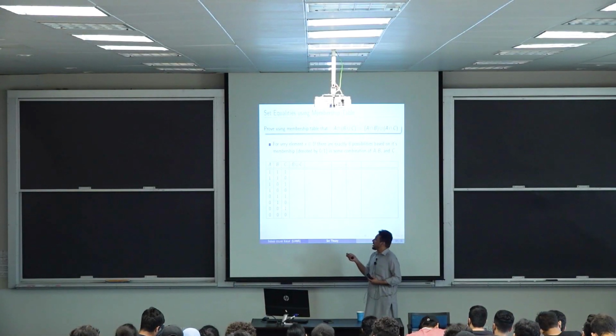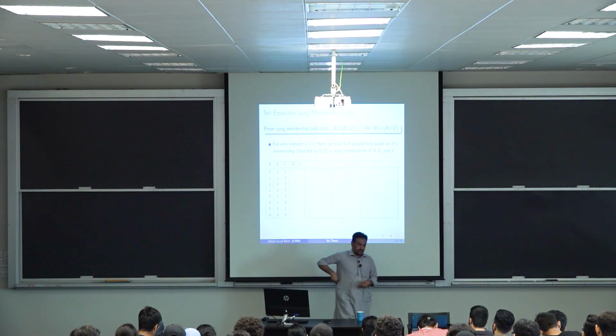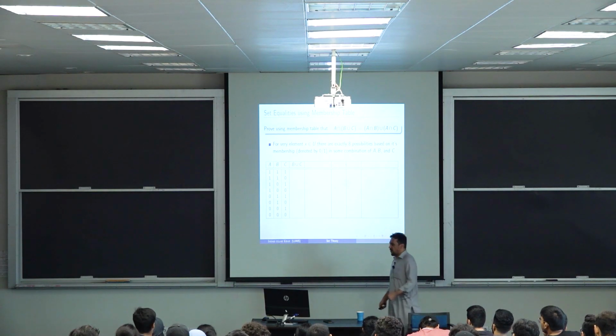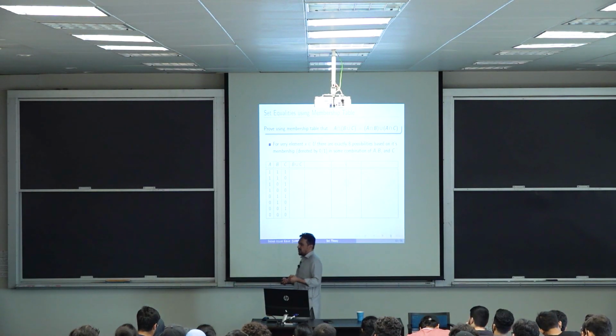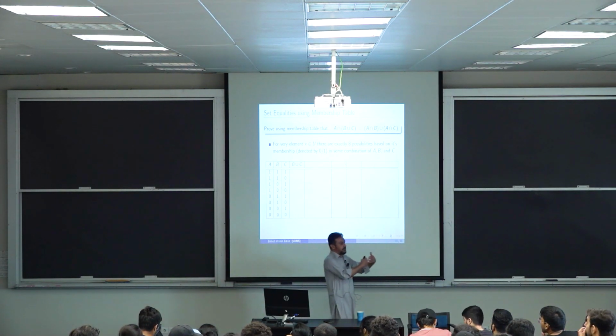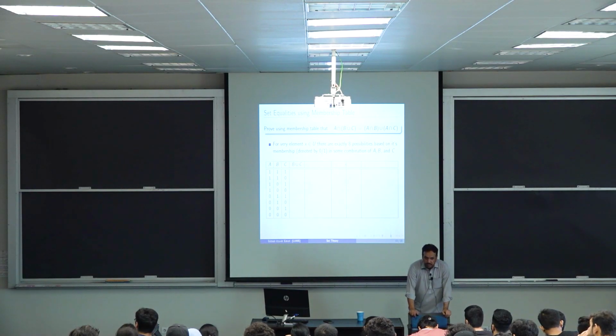How about this type of element? 0, 0, 1. Is it going to be in B union C? Okay, so these are elements that are not in B but in C. So they will be in B union C.